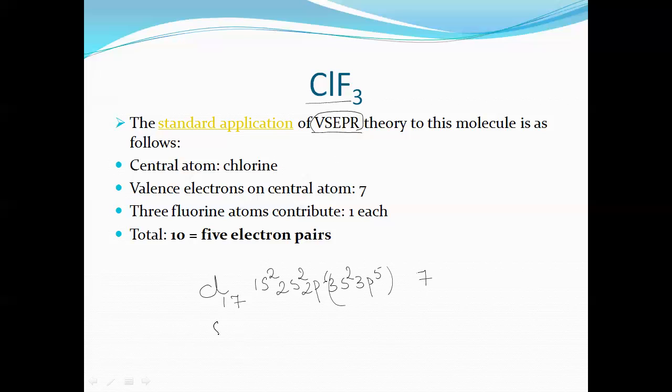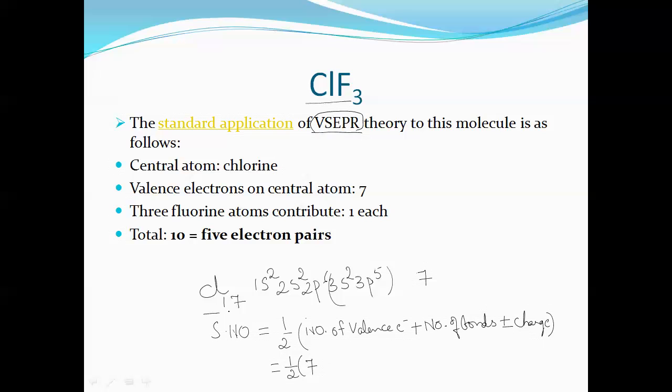The steric number is given by this formula: half into the number of valence electrons on the central atom, plus the number of bonds connected to it, plus or minus the charge. If there is a negative charge on the molecule, just add it, and if there is a positive charge, just subtract it.